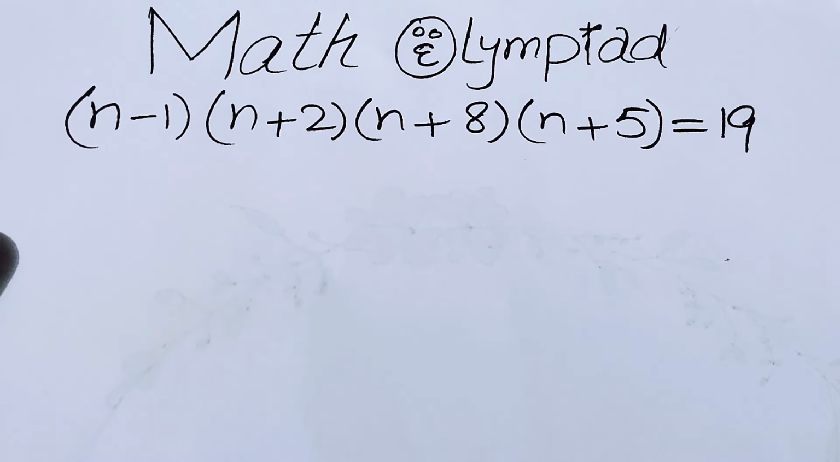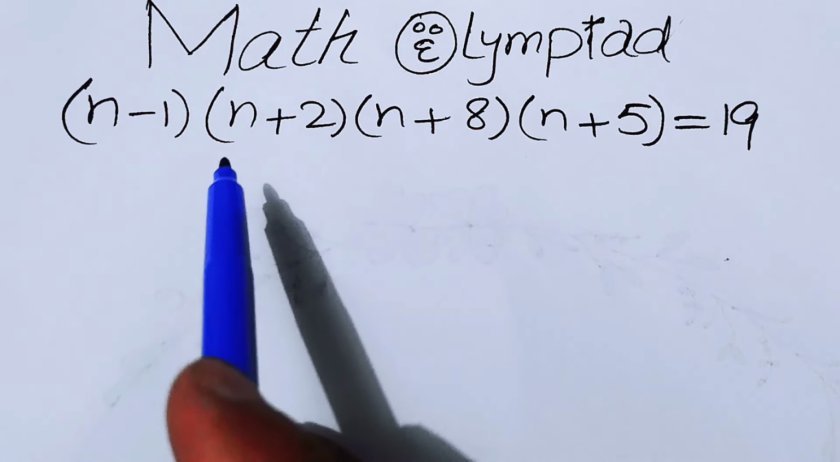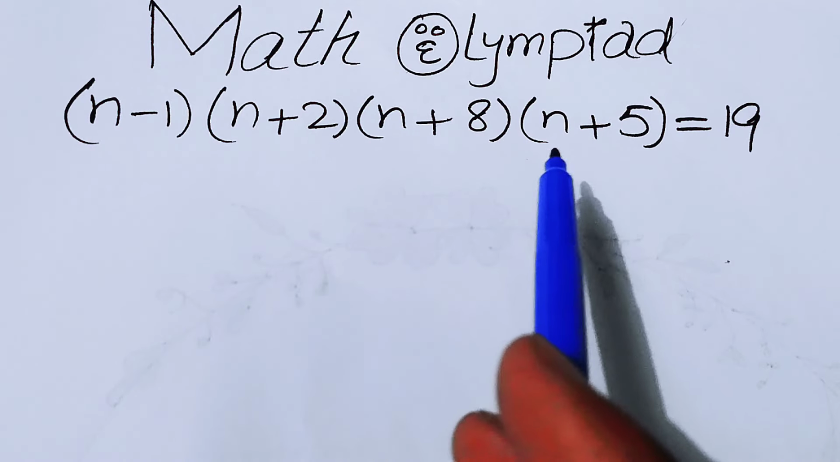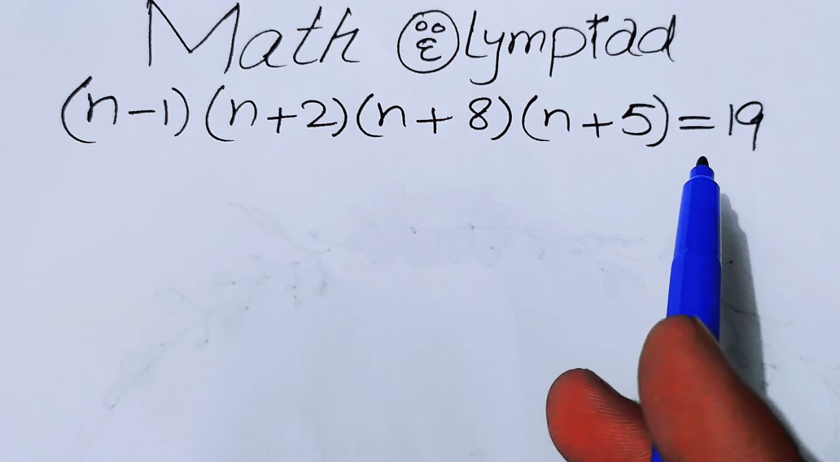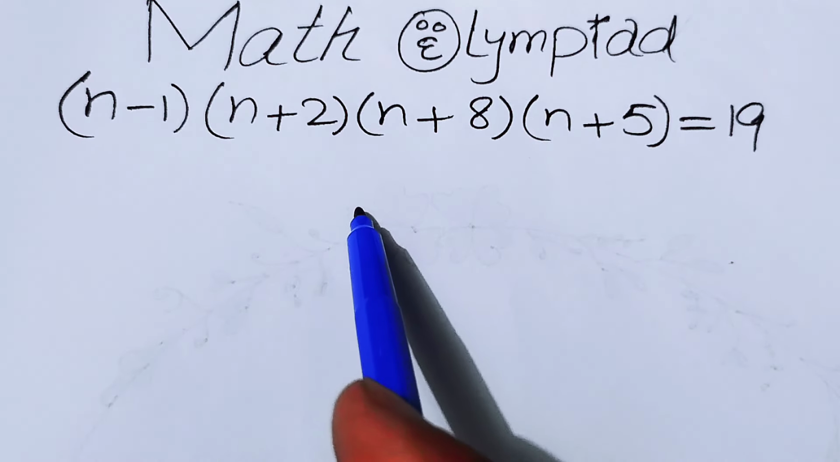In this video we are going to solve this nice algebra problem, and here we have (n minus 1) times (n plus 2) times (n plus 8) times (n plus 5) is equal to 19, and we will solve this problem for the values of n.